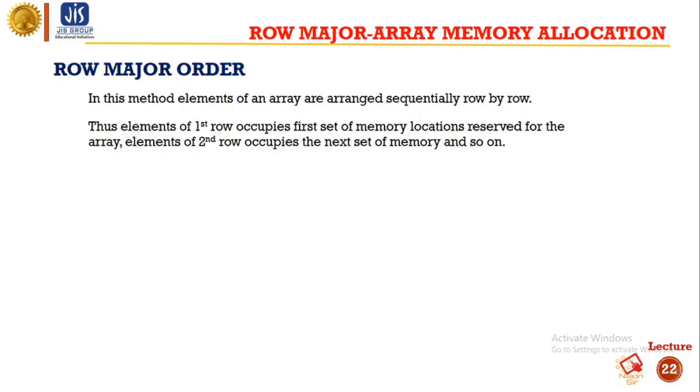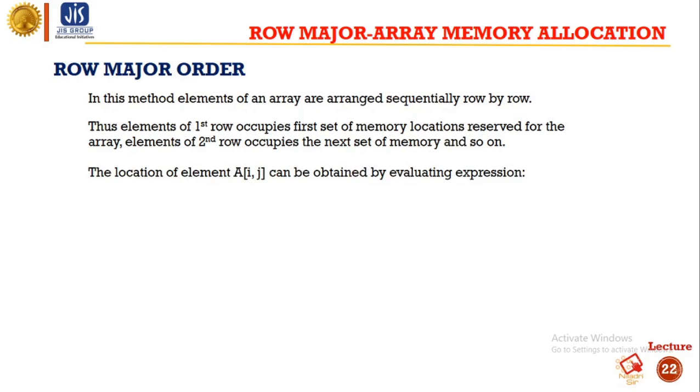So the elements of the first row occupy basically the first set of memory locations reserved for that array, and the elements of the second row occupy the next set of memory, and so on. So the location of element aij can be calculated by evaluating the following expression. The formula is: location of aij equals base address plus w times (m times i plus j). So this was the formula.